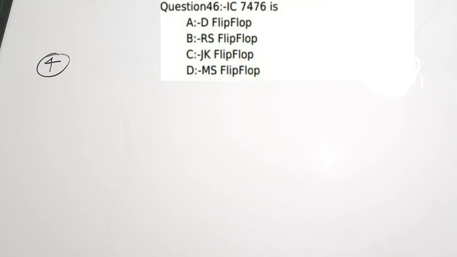The fourth question is connected with an IC. The question is, IC 7476 is dash. If you type IC 7476 in Google, you can see a lot of data sheets connected with the JK flip-flop, because it is a JK flip-flop IC. If you have worked in the digital laboratories, or done experiments with digital ICs, especially flip-flop ICs, this is actually a flip-flop IC.